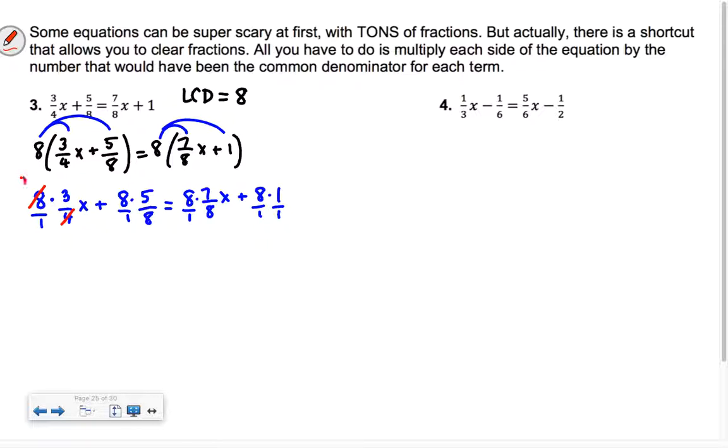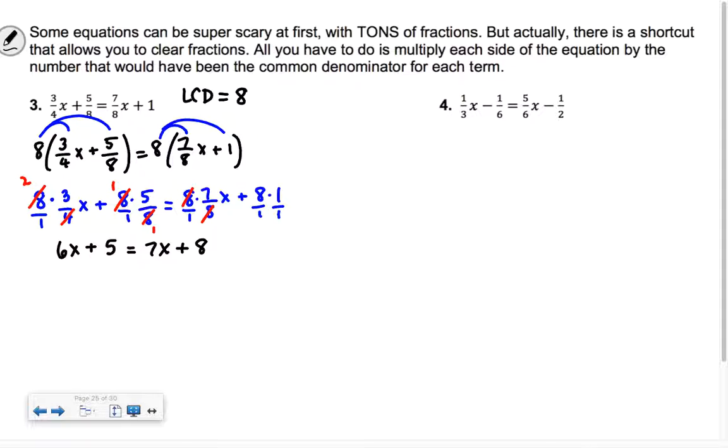8 and 4 make 2. So you have 2 times 3, which is 6. So we get 6x. Now, could you have done 24/4? Sure. 24 divided by 4 is 6. Same thing. The next one, we would have 40 divided by 8, or you can cancel out the 8's, right? 8 and 8 make 1 and 1. So we get 5/1, which is 5. Same thing over here. What do I get here? Cancel, cancel. 7x, and then over here, plus 8.